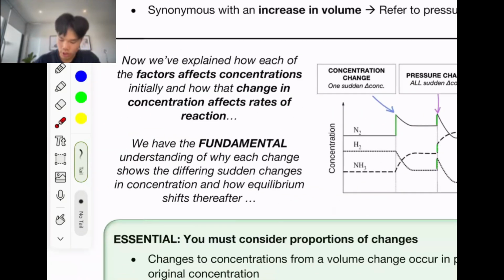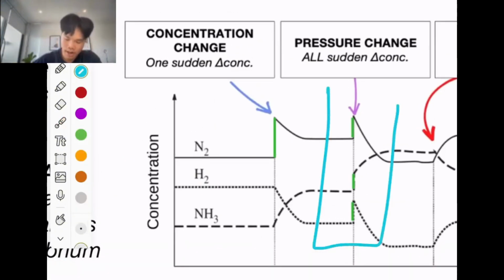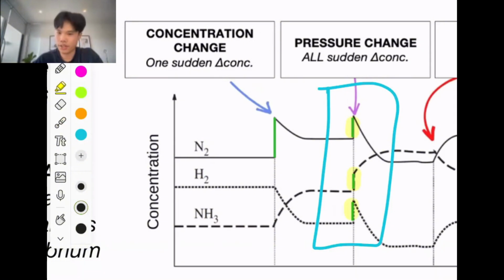One important thing to note is when you have a pressure volume change, this graph is bad for one reason. It represents all of these concentration changes as pretty much being equal, but that doesn't make sense. When you make a volume change, say that I halved the volume, what should happen to concentrations? If I halve the volume, the concentration would double. Concentration should double for everything. It shouldn't be the same change abruptly.